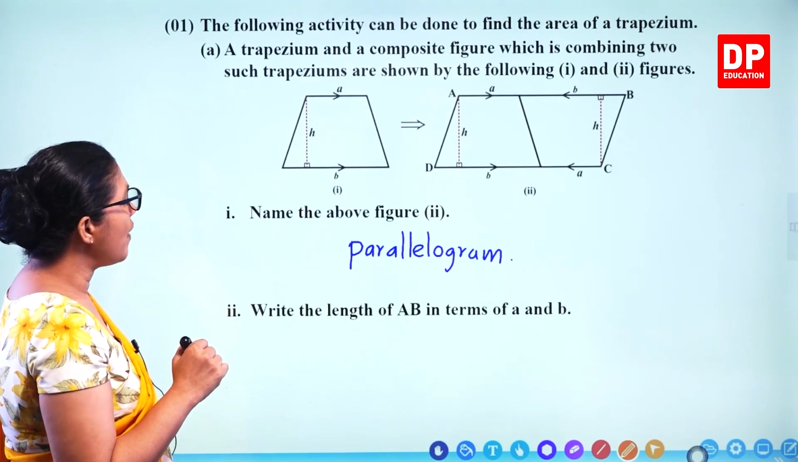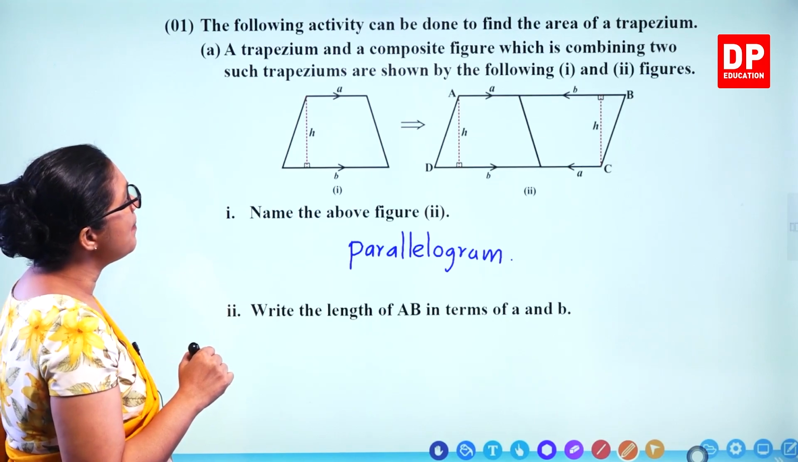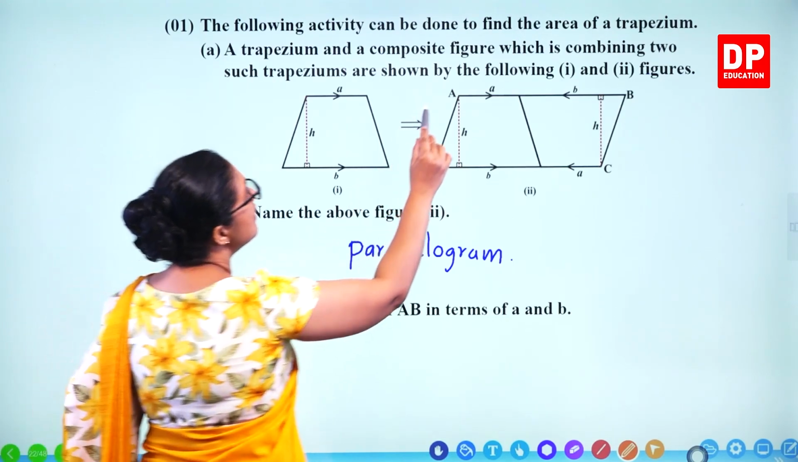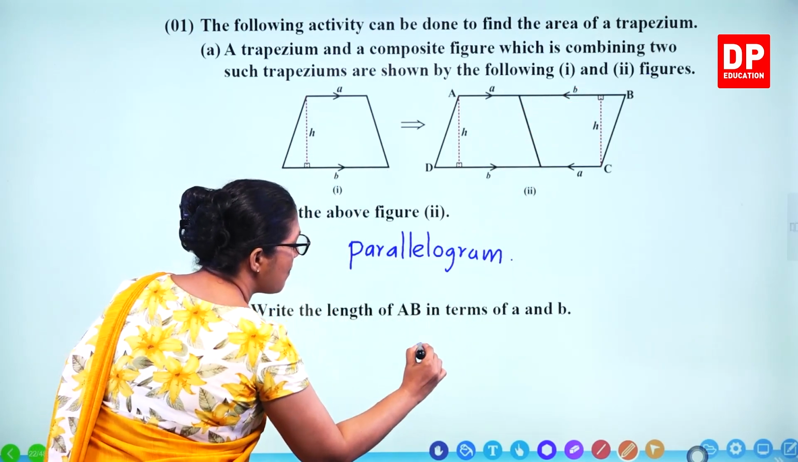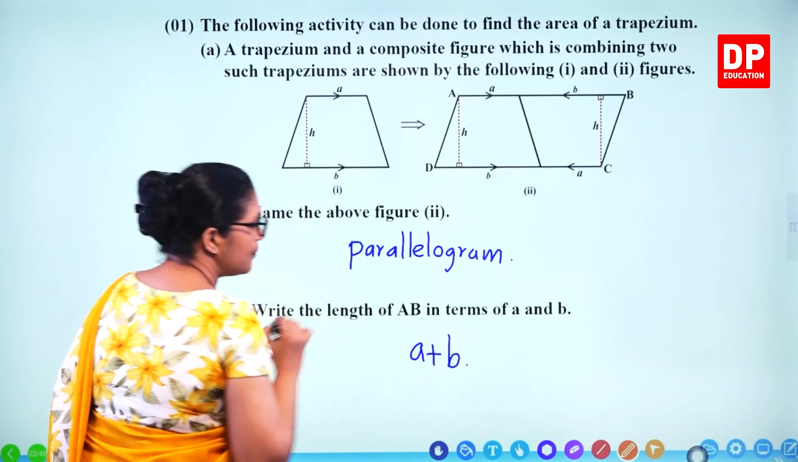Write the length of AB in terms of A and B. So what's the length of AB? This is A, this is B. So that's A plus B. That's an easy one.